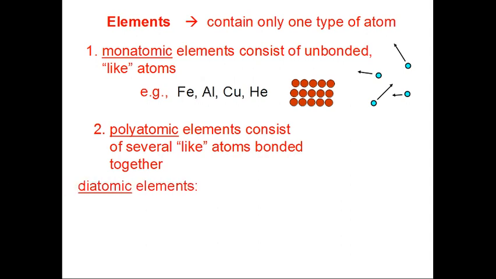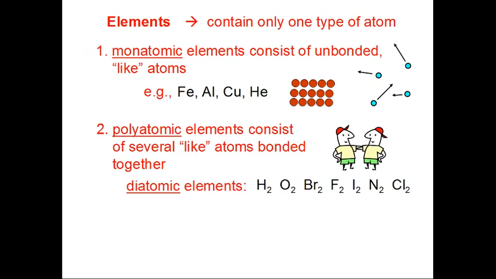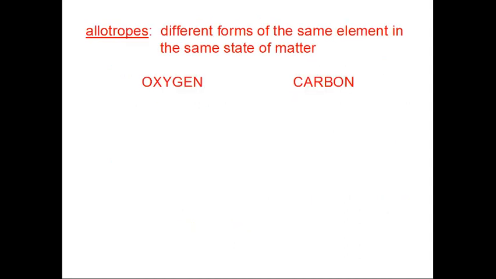So you have, for example, diatomic elements: hydrogen, oxygen, bromine, fluorine, iodine, nitrogen, chlorine. Those guys like to bond to themselves, and we'll talk about bonding way more later. And then you also have some other things that will bond in strange combinations, like phosphorus and sulfur, P with 4 together, and then sulfur with actually 8 together.